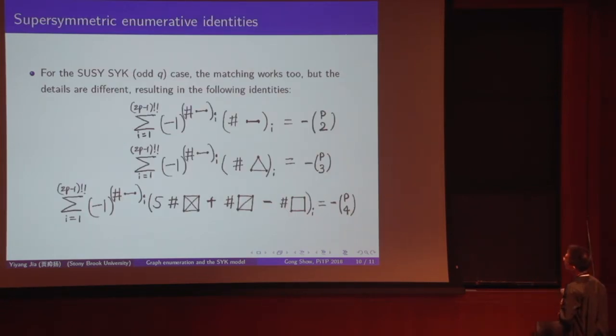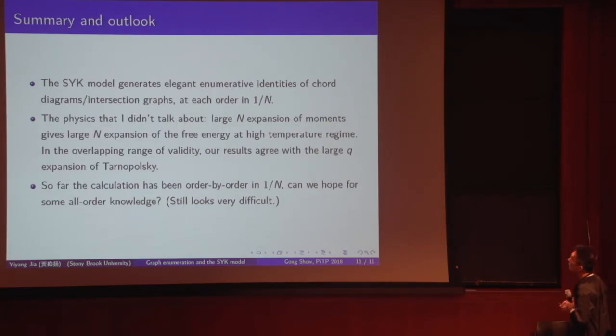Now, in the case of the supersymmetric SYK model, the idea of matching also goes through. But the details are a bit different, resulting in the following identities. They're very similar to the previous ones, except with this common grading factor. And the right-hand sides are even simpler. Okay, since I think I'm running out of time, I'll just leave the summary here for you to read. And thank you for your attention.